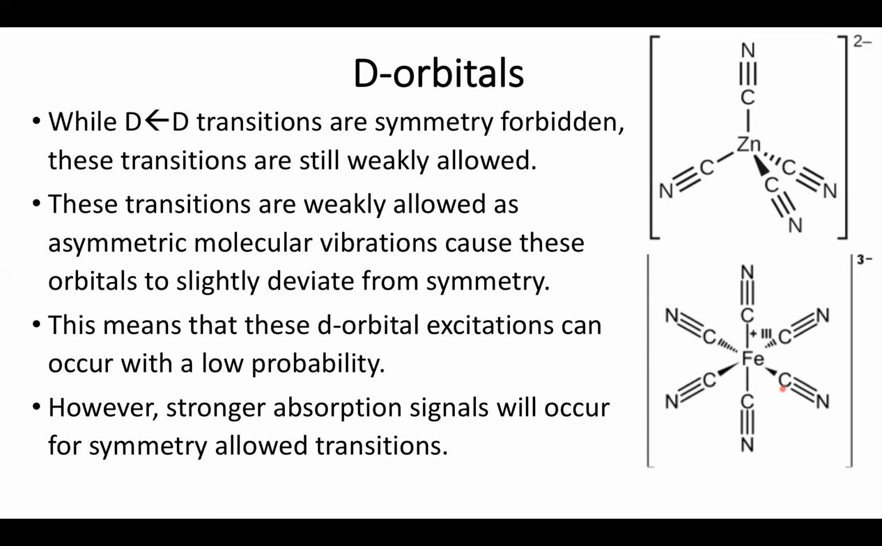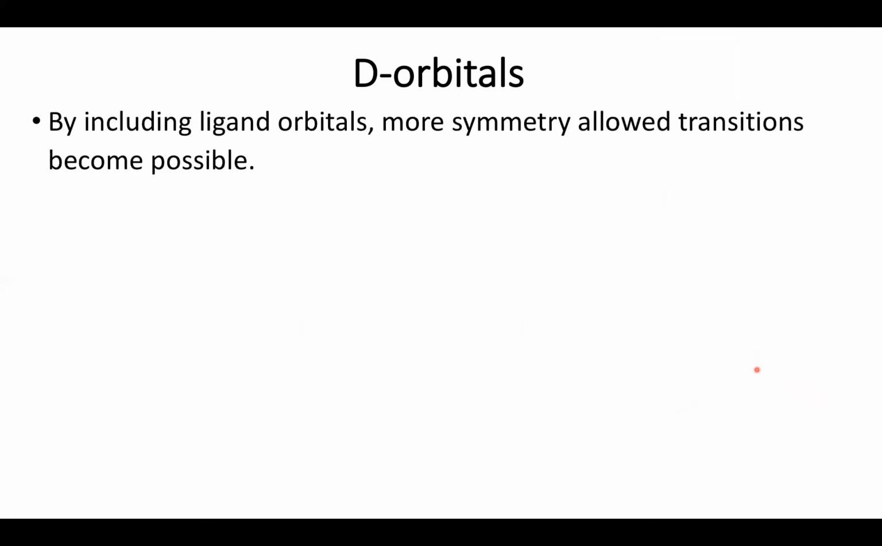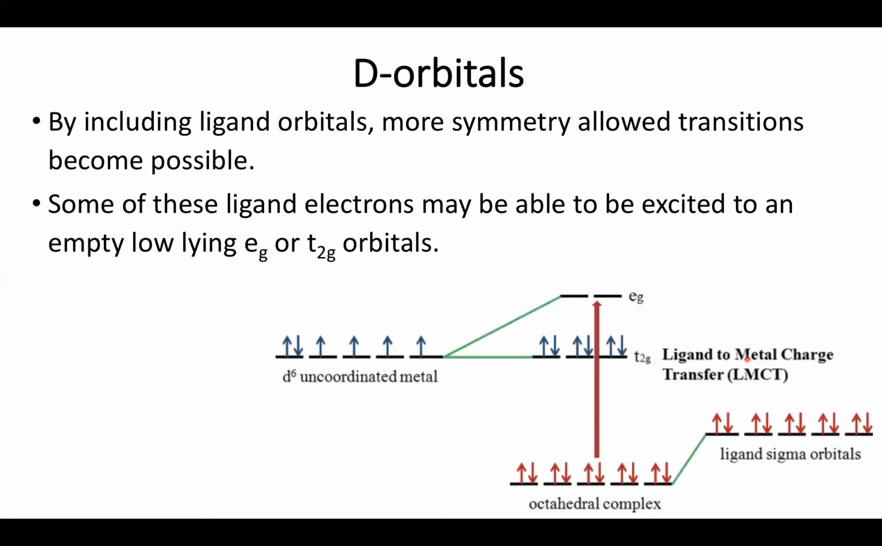But to do that, I have to try and identify some symmetry allowed transitions. So if they're not coming from inside the metal d orbitals, I have to look outside. And this is going to happen as I start including my ligand orbitals. So I want you to at least be aware of a couple types of charge transfer. The first of which is ligand to metal charge transfer.